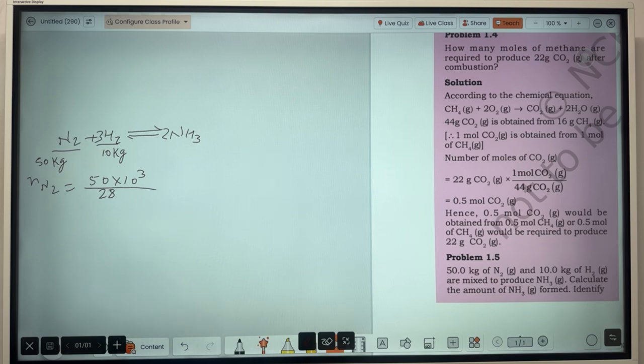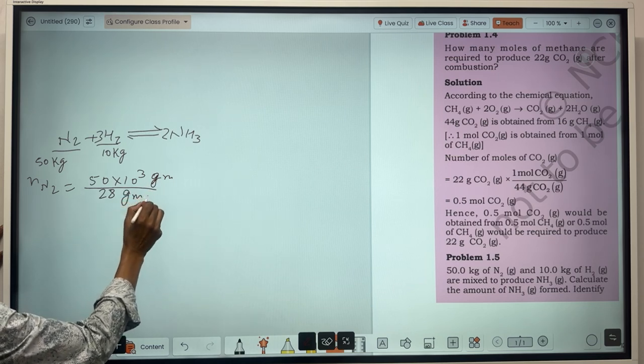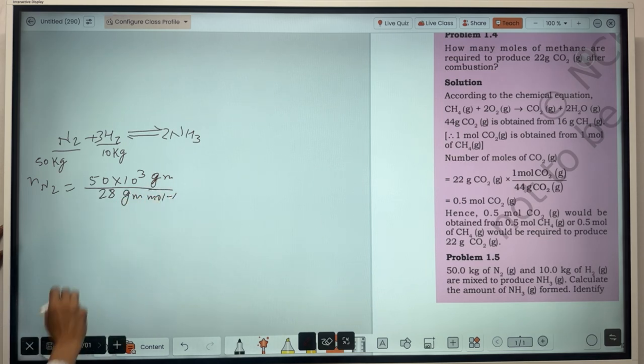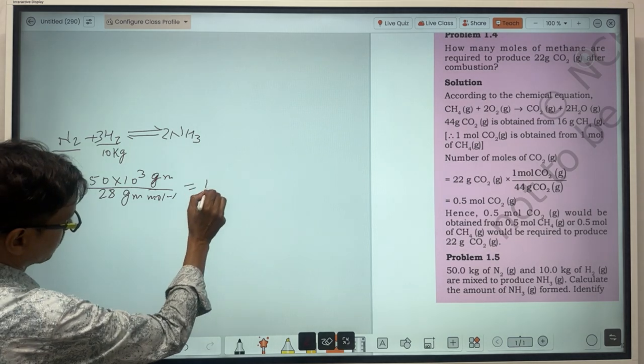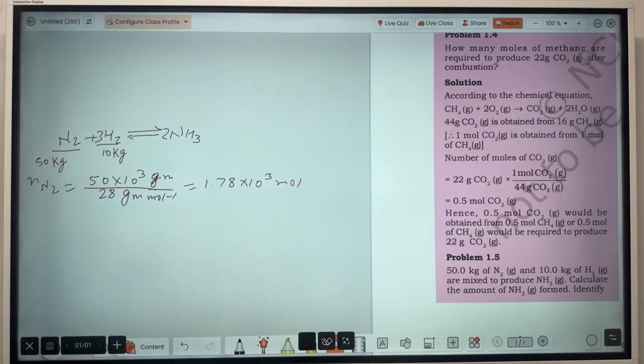So the number of moles of nitrogen is 50 into 10 to the power 3 upon 28. That is in grams, divided by the molecular weight of nitrogen, which is 28 U or 28 gram per mole. When you divide, you will get 1.78 into 10 to the power 3. The number of moles of nitrogen will be that much.